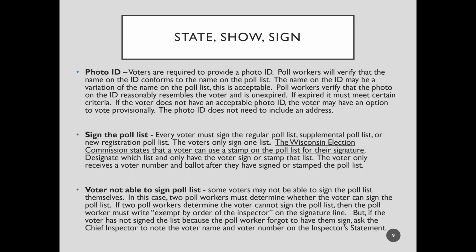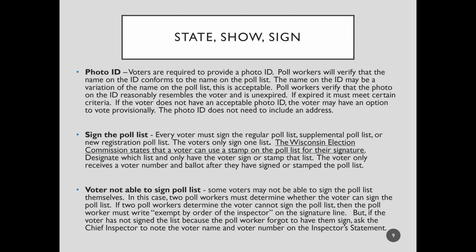The next is where they sign the poll list. Every voter must sign the regular poll list, supplemental poll list, or the new registration poll list. The voters only sign in one of the books. So prioritize one book to be the signature book between the two. The Wisconsin Election Commission states that a voter can use a stamp on the poll list as their signature. Designate which list to have the voter sign and keep with that. We don't want to have some signatures in one book and some in another. The voter only receives a voter number and ballot after they have signed or stamped the poll list. Things like an X or a dot or a slash are also acceptable if that is their official mark for signature.